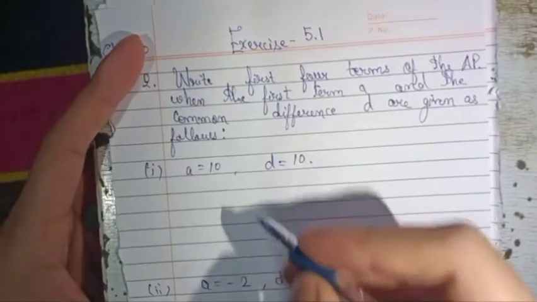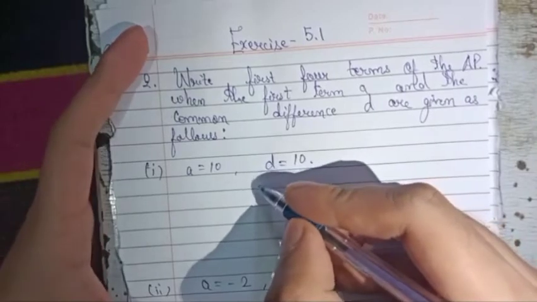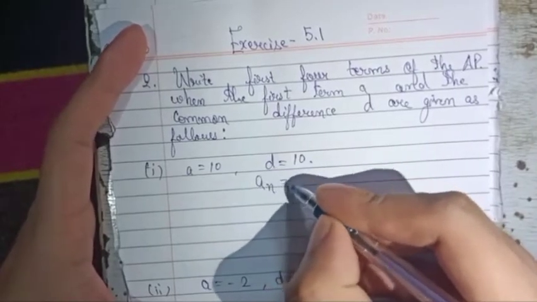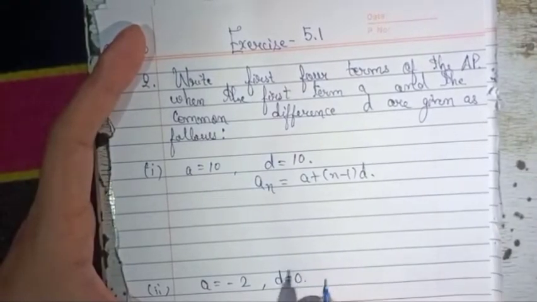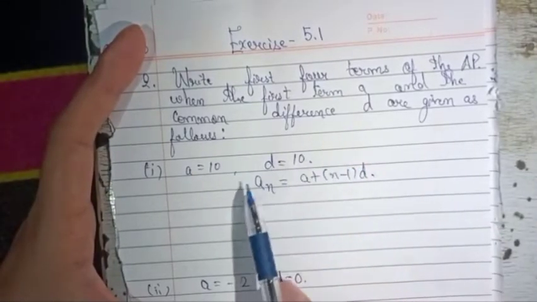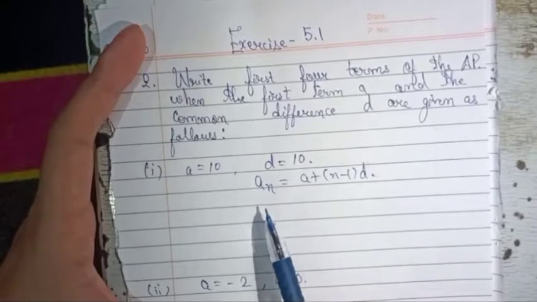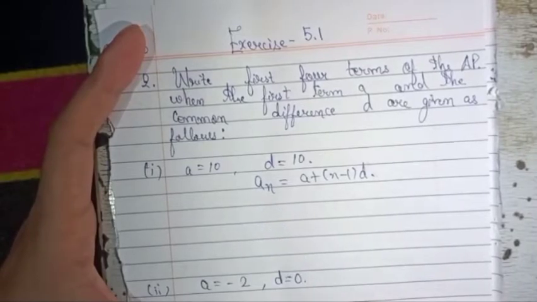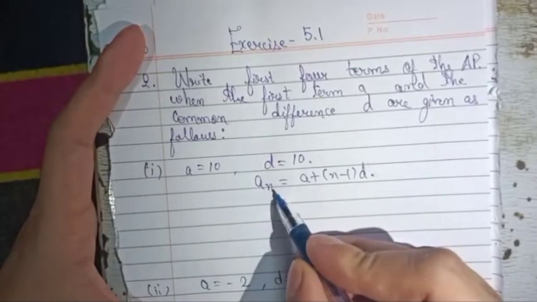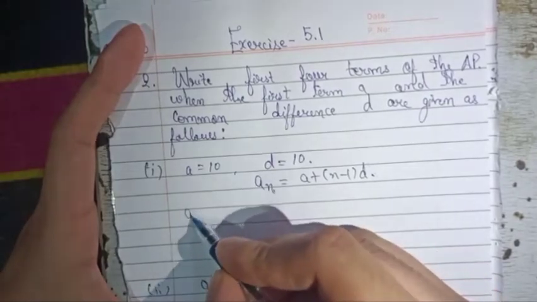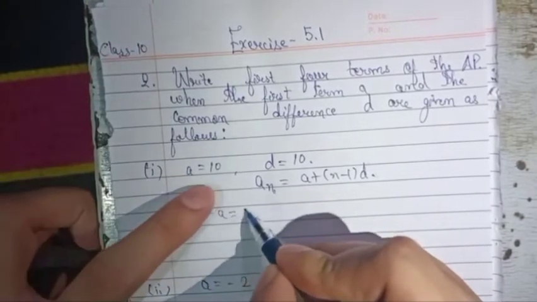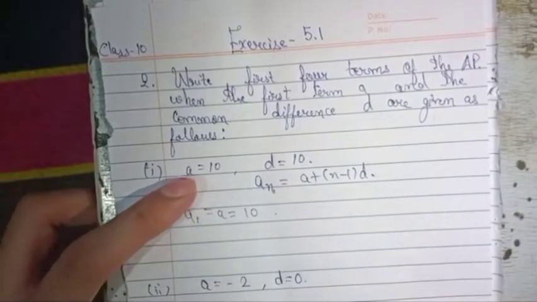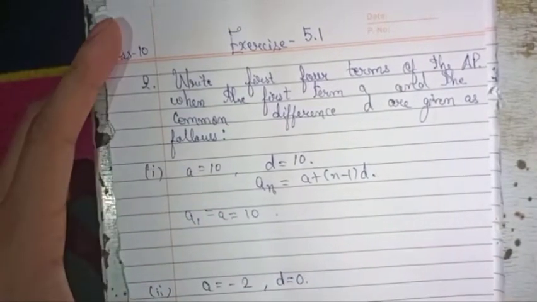So first of all, let me tell you one formula for the nth term: an equals a plus (n minus 1)d. With the help of this formula you can obtain any term of the series. Therefore, if we put n equal to 1, that means a1, and a is already given to us, so a1 is equal to a, and it is 10. First term is already given to us.